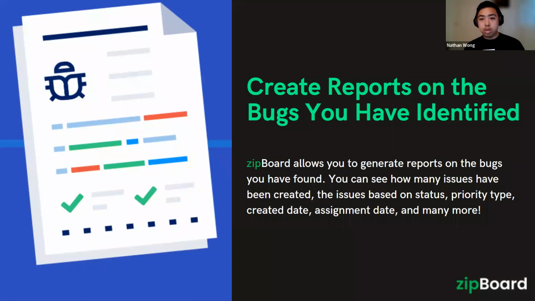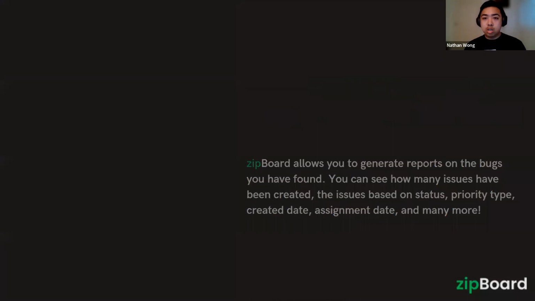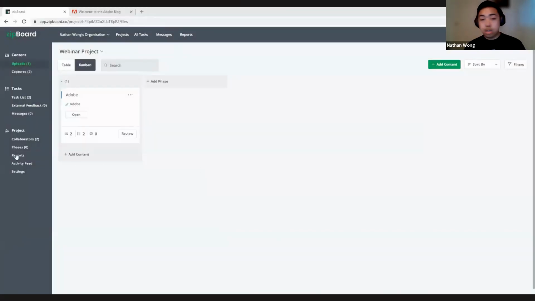Yeah, sure. So zipBoard allows you to generate all kinds of reports based on the bugs that you've found. So you can see all the different kinds of issues based on their status, their priority, type, when they were created, who created them, and many, many more. So here's a very quick recap of what that might look like.